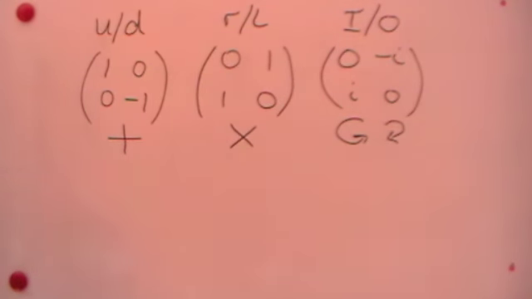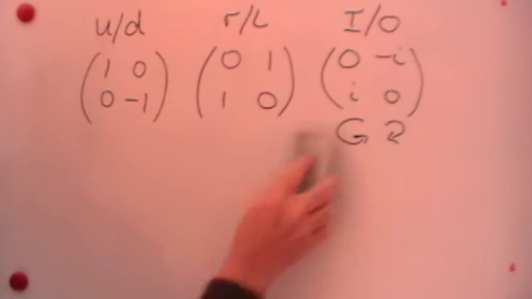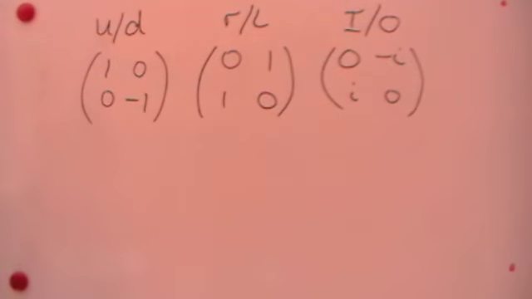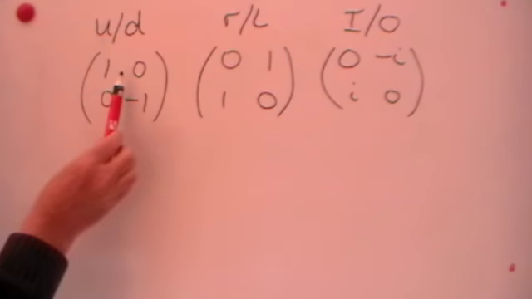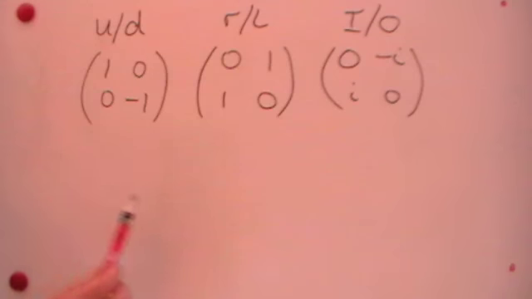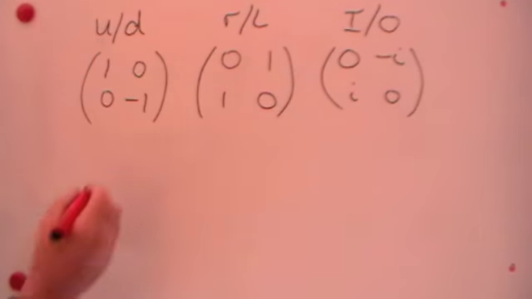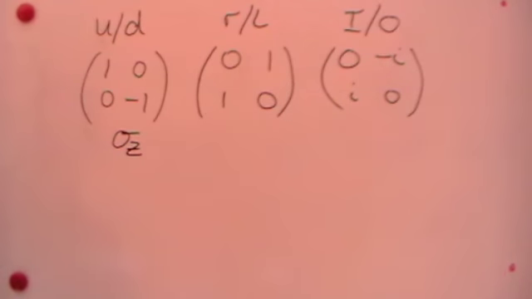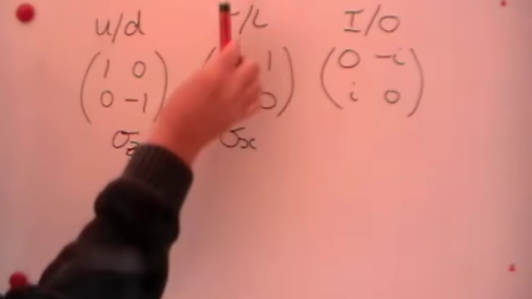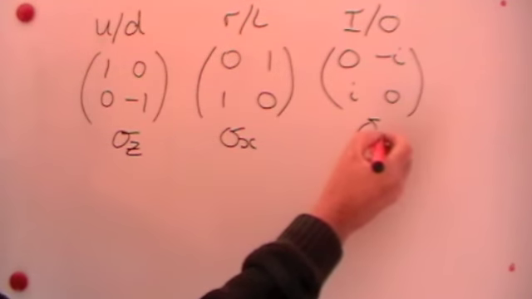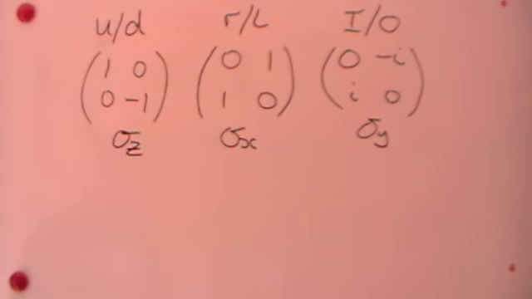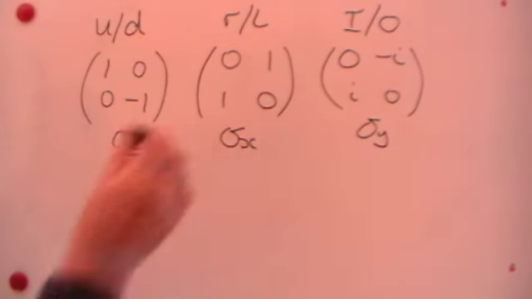And what do they actually represent? Well, I'll rub out what was appropriate for photon polarization, because now it turns out that this is the operator you use for up and down, this is the operator you use for right and left, and this is the operator you use for in and out. This is called the sigma Z matrix, because it measures along the Z axis. This is called the sigma X matrix because it measures along the X axis, which will now be right or left. And this is the sigma Y matrix because it measures along the in and out of the board.